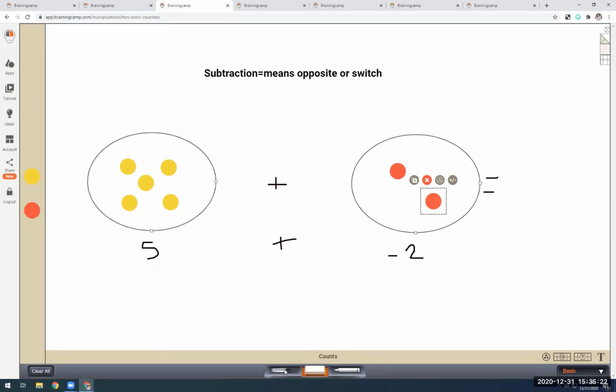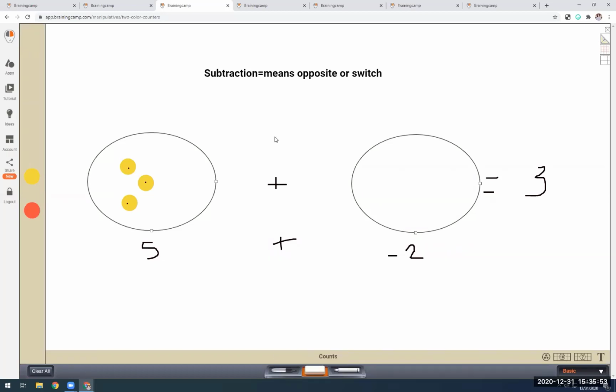Well, this time I don't have all the same color counters, so I need to make those 0 pairs. So here I have a 0 pair, so those will cancel each other out. And here I have a 0 pair, so those will cancel each other out. That leaves me with my answer. 5 plus -2 equals 1, 2, 3. And those are yellow, so I know it's a positive 3.